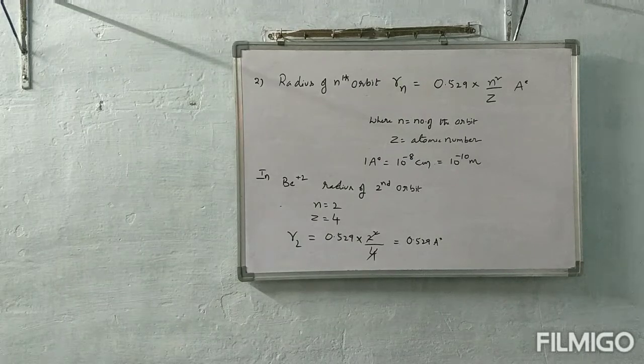1 angstrom is equal to 10 power minus 8 centimeters, which is equal to 10 power minus 10 meters. In Be plus 2, the radius of the second orbit we found, that is R2, is equal to 0.529 angstroms.